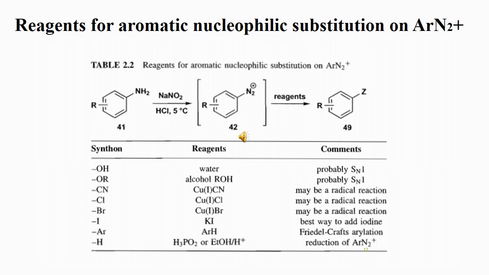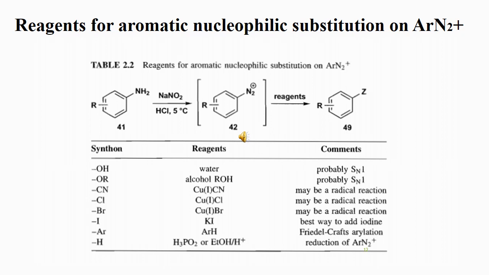For all of these, some comments are given. When water and alcohol are used as reagents, this is probably an SN1 reaction. When there are reagents like cuprous cyanide, chloride, bromide, that can be a radical reaction.